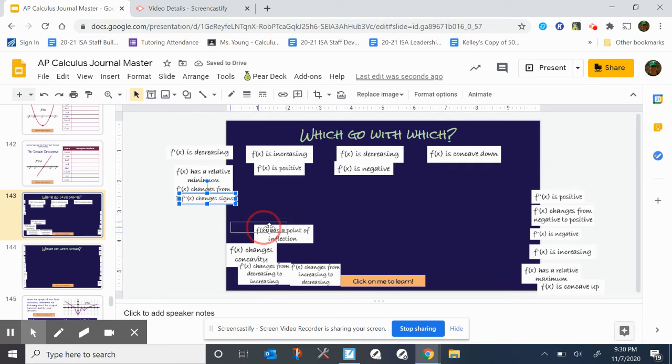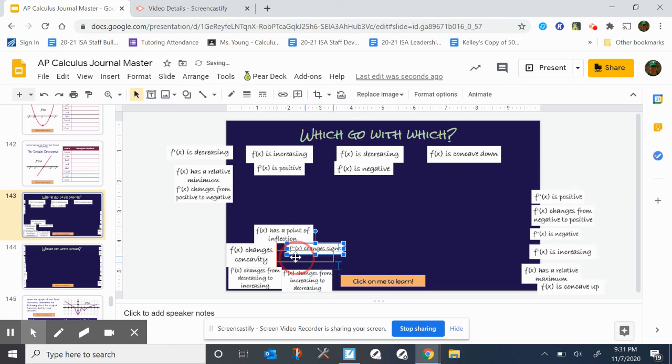F double prime of x changes signs. Remember that the second derivative goes with concavity. So if we change concavity on the original, then the second derivative is going to change from positive to negative or negative to positive, which is why these two go with it as well. If f prime changes from decreasing to increasing, that means its slope is changing from negative to positive, which means the slope is changing signs. So these are all having something to do with points of inflection.